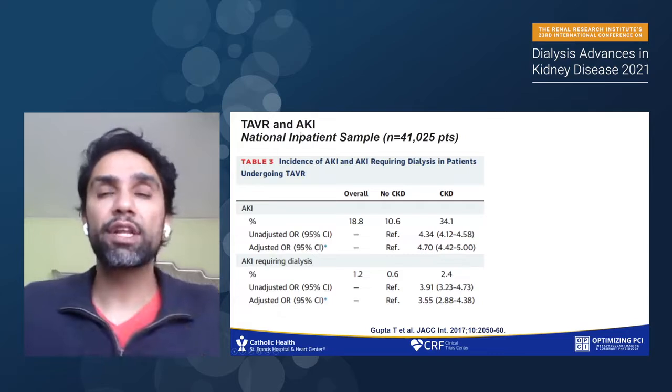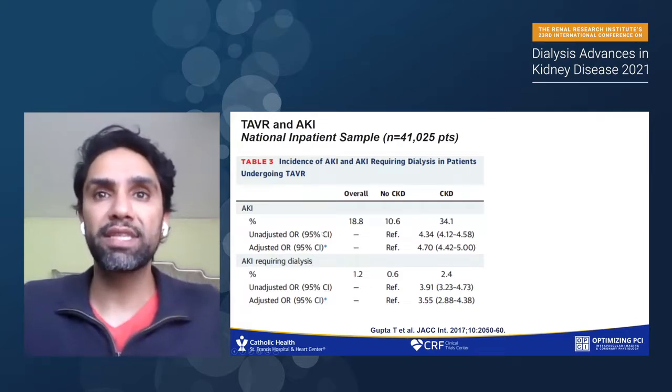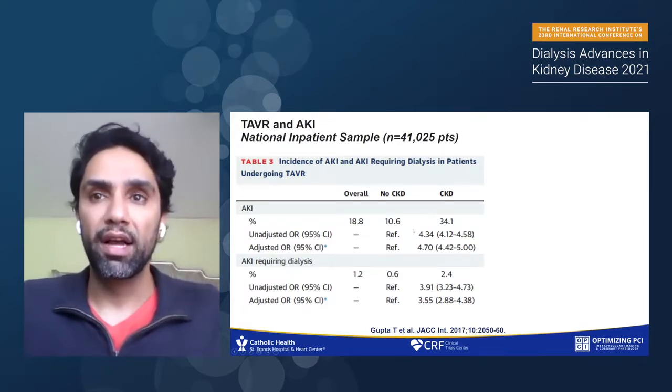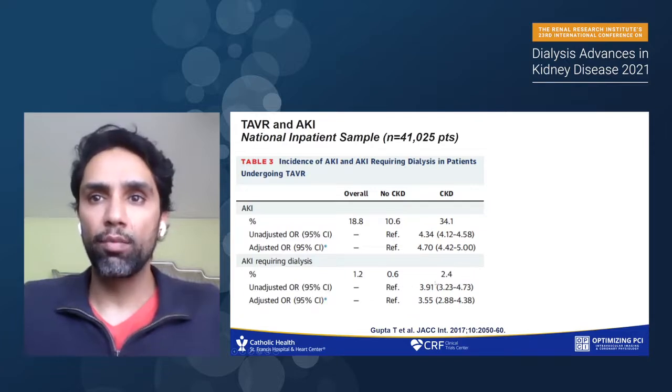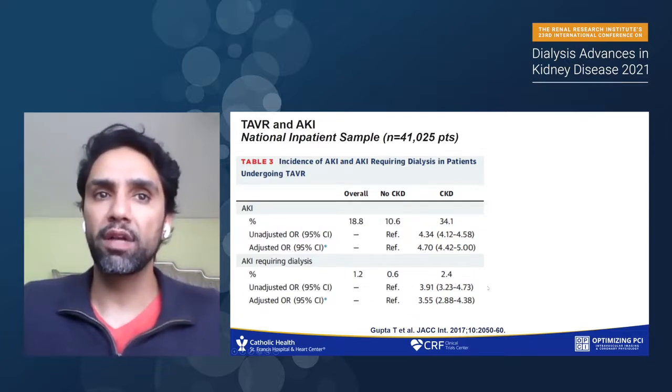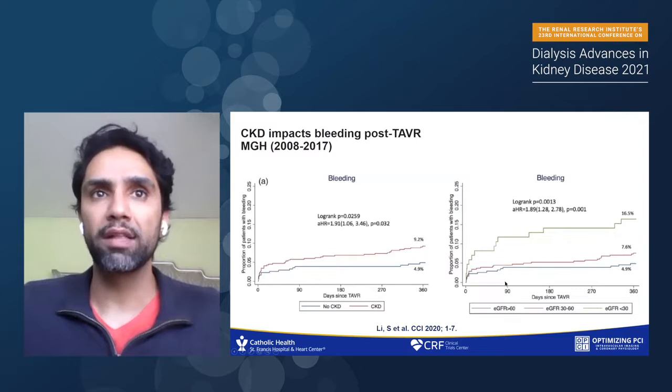If we look at TAVR and acute kidney injury in the national inpatient sample, you can see this very high hazard ratio of patients who have CKD to develop acute kidney injury, almost a threefold risk, and almost a fourfold risk of acute kidney injury requiring dialysis.